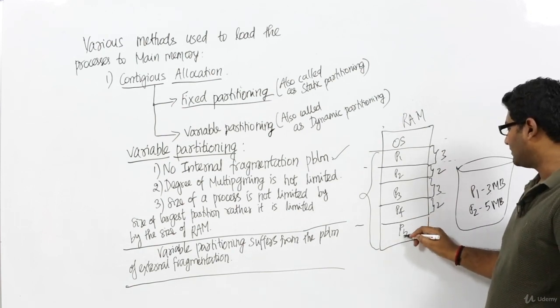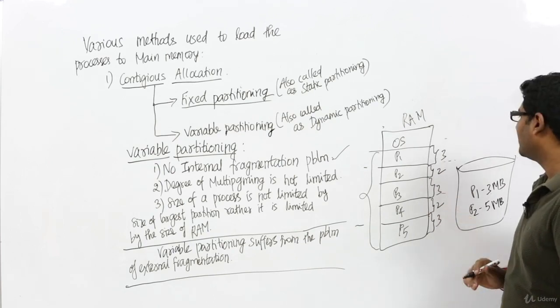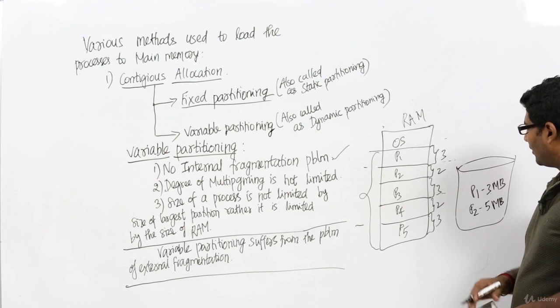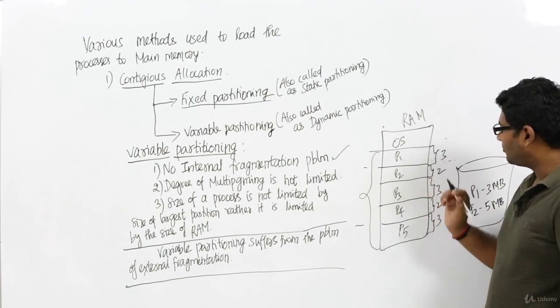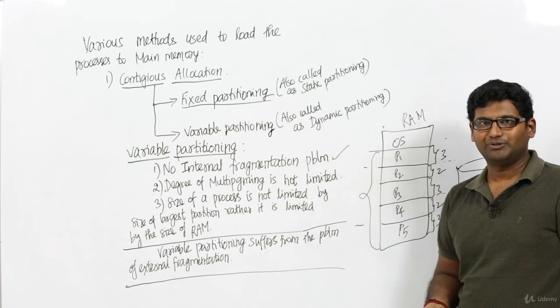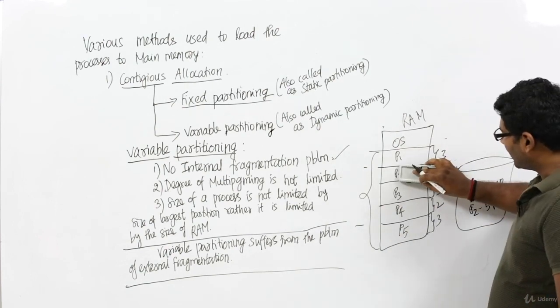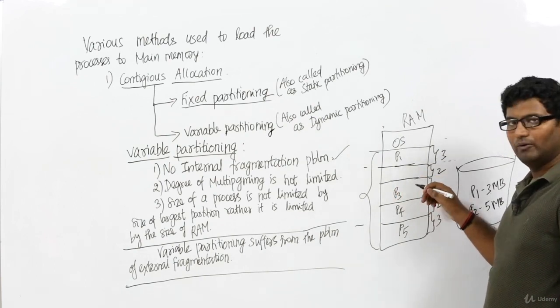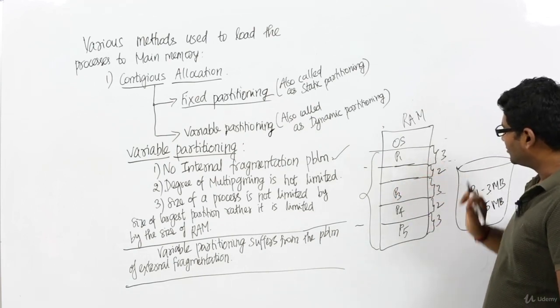P5 came into the RAM and its size is again 3 MB. This is how our RAM is present right now. Now let us assume process P2 has completed its execution. You know that if a process has completed its execution, we will remove it from the RAM. So we have removed P2. So this 2 MB is vacant right now. No process is accommodated in this space.